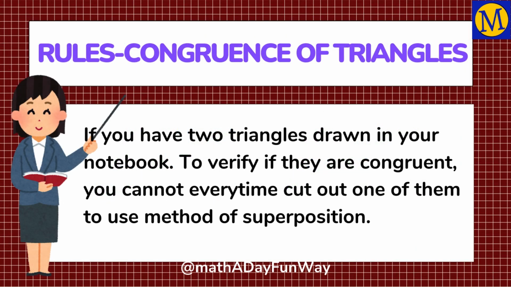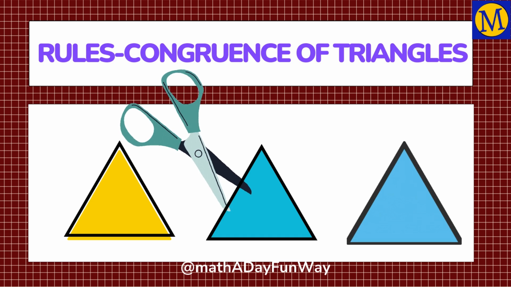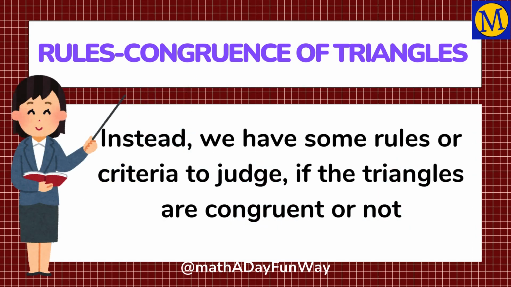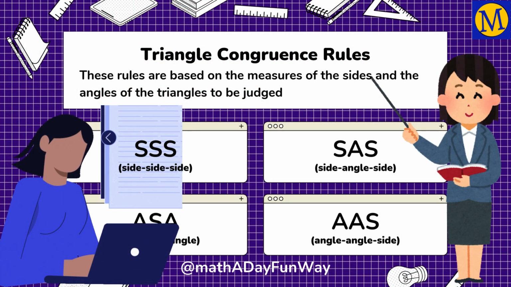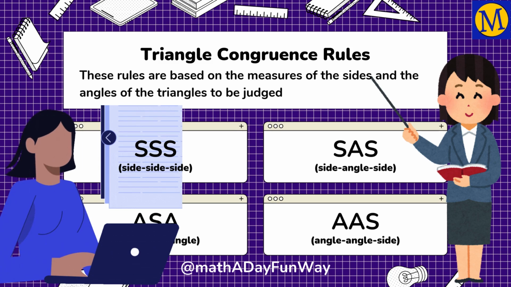Rules of congruence of triangles. If you have 2 triangles drawn in your notebook, to verify if they are congruent, you cannot, every time, cut one of them to superimpose on the other. Instead, we have some rules or criteria to judge if the triangles are congruent or not. These rules are based on the measures of the sides and the angles of the triangles to be judged.